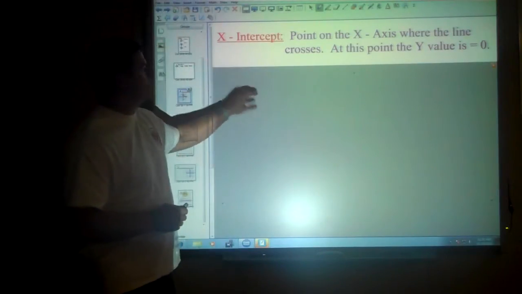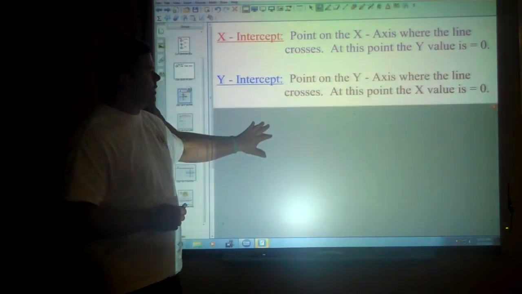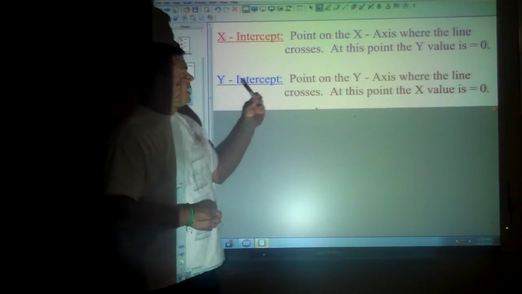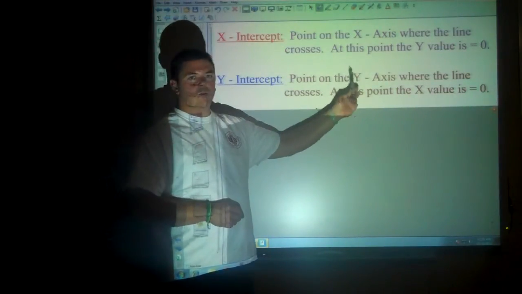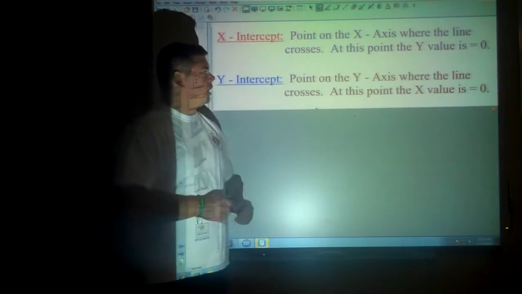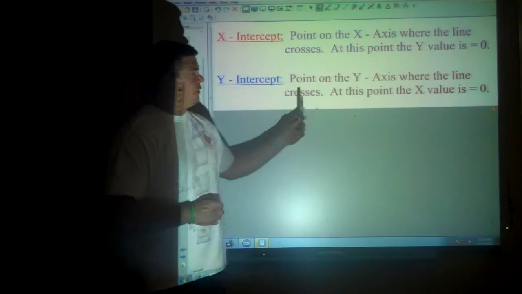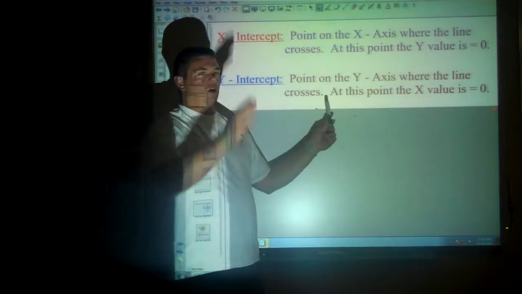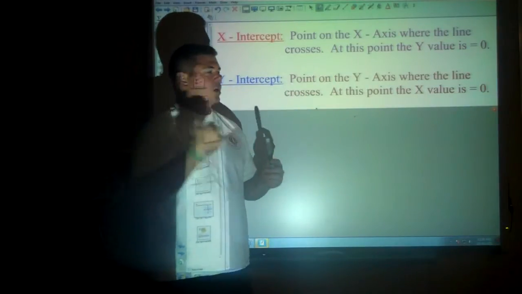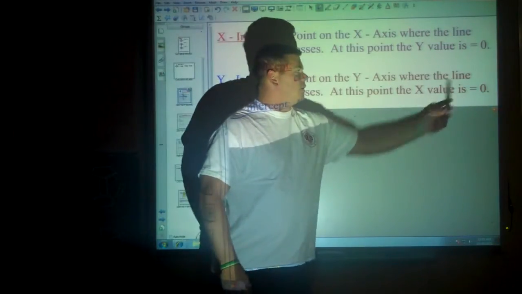If we have an x-intercept, then it would make sense that we would have a y-intercept, and very much the same way, it crosses the y-axis, where our graphed line makes contact with the y-axis. Now, if you think about the y-axis as being vertical, that means we haven't gone to the right, we haven't gone to the left, so our x-value is zero.